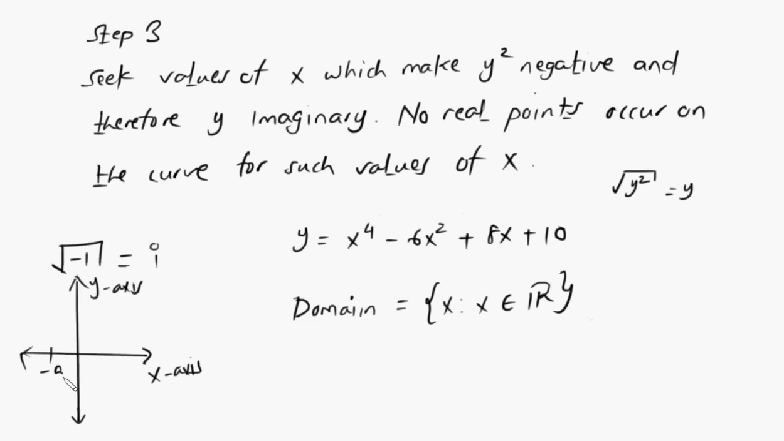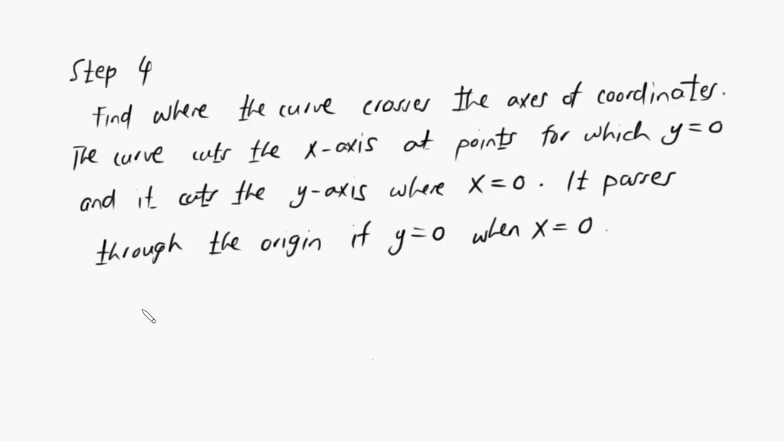Okay, so our graph itapita across all values of x, okay? Kuanzia x negative infinity paka x infinity. Kwa hiyo hakuna imaginary number, okay? So that is step 3. So we have now step 4. So this is step 4.